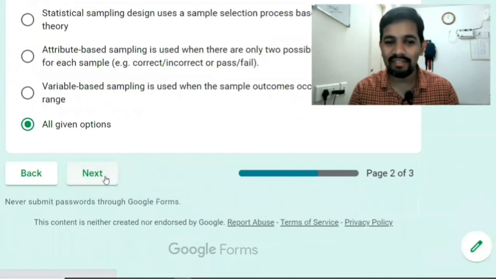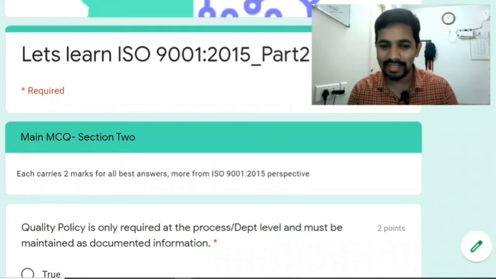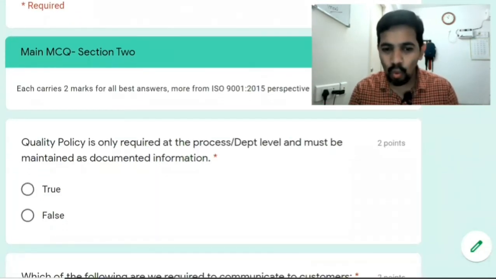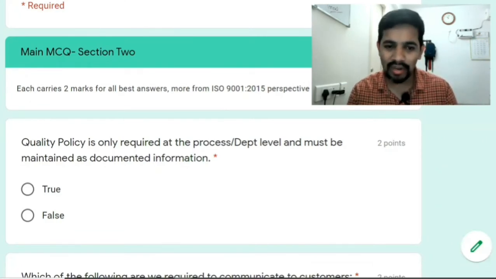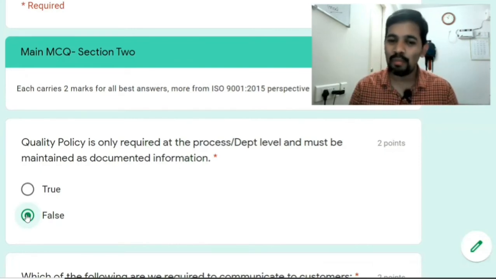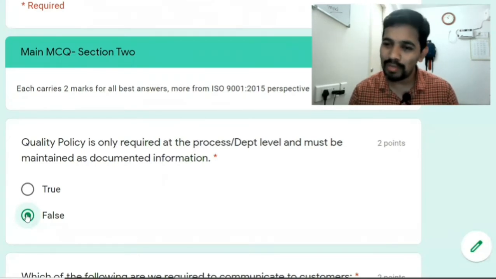And the last and final section is coming to you. I have covered class number 5 and 6. Quality policy is only required at the process level or department level. Must be obtained as documented information. False, because quality policy is only one document that applies to the entire organization. We are not supposed to have it at process level, whereas quality objectives, we need to have at process level. Where is the evidence? The evidence is there in clause 6.2, quality objectives and planning to achieve them, where you will get more information.